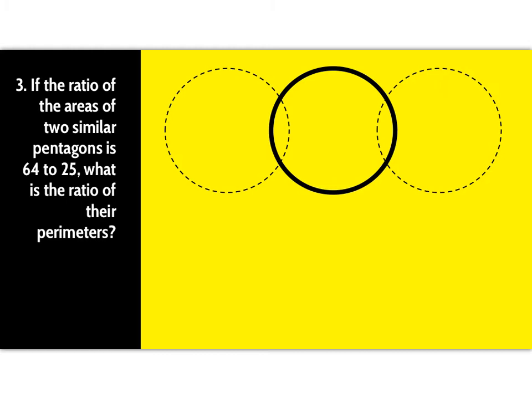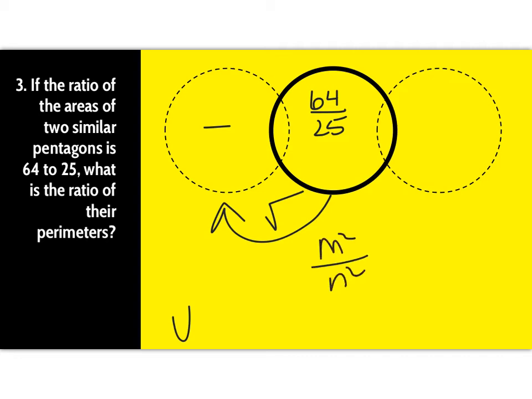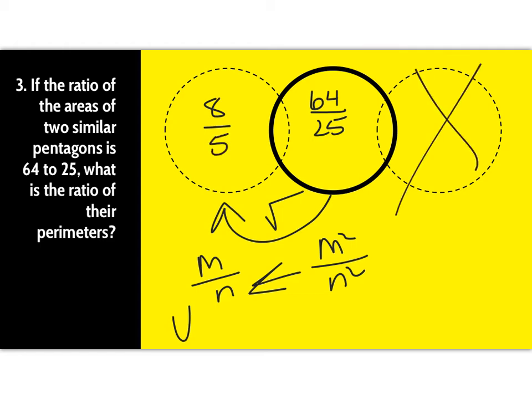Alright, so we want to know, if the ratio of the areas of two similar pentagons is 64 to 25, so that's my area, what's the ratio of their perimeters? Now I think perimeters are going to be just in units, so it operates the same way that a side would. To find that, I'm taking the square root of each of those because I'm going backwards here. I have m squared to n squared, and I want m to n. The square root of 64 is 8. The square root of 25 is 5. I don't even need volume.